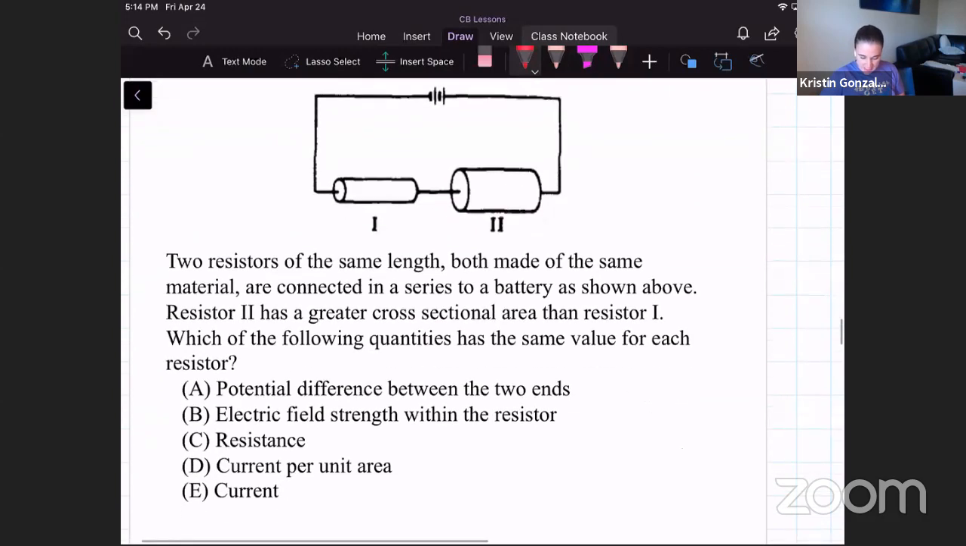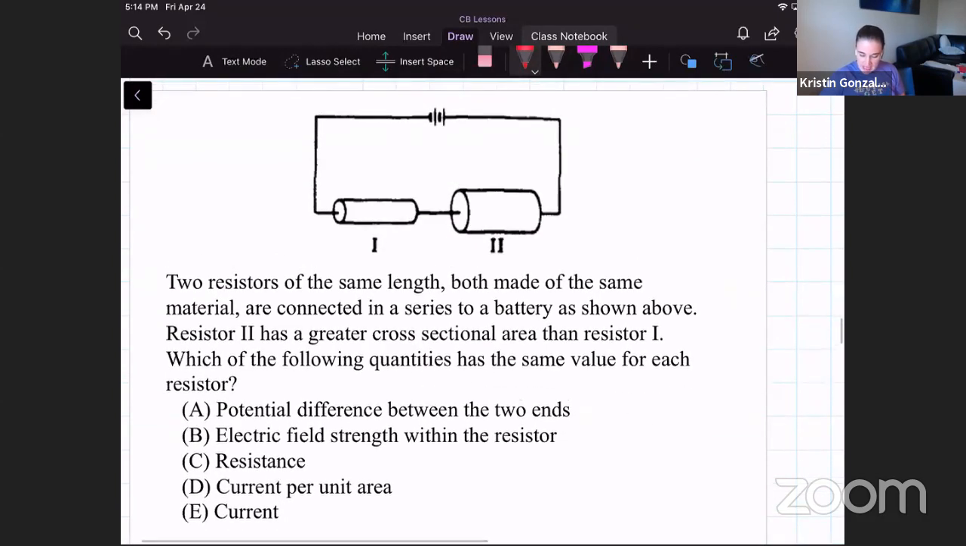Okay, back to resistance. We've got 2 resistors, same length, same material, connected in series to a battery as shown above. Resistor 2 has a greater cross-sectional area than resistor 1. We want to know which of the following quantities has the same value for each of these resistors. So what's going to be the same for resistor 1 and resistor 2? Read those answer choices and let's see what you get.